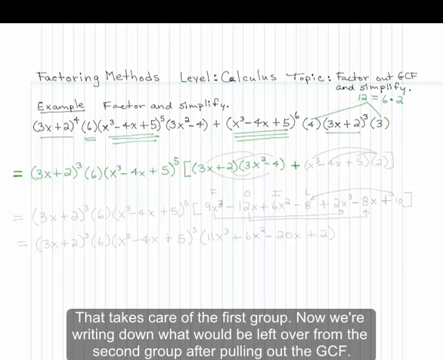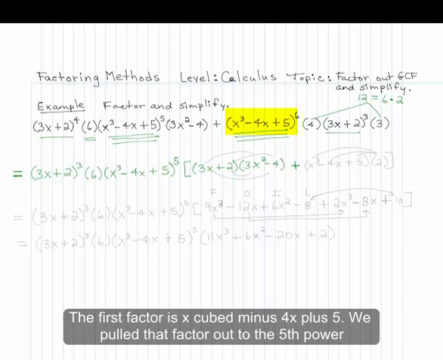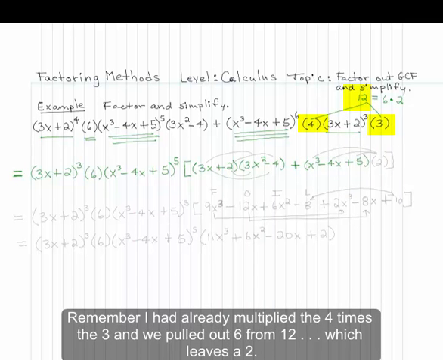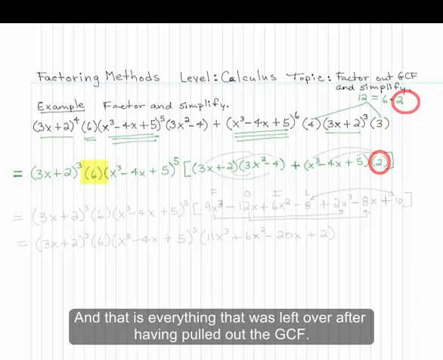And so now we're writing down what would be left over from the second group after pulling out the GCF. Okay, the first factor is x cubed minus 4x plus 5, and we pulled that factor out to the fifth power, but the second group has it to the sixth power. So we have one factor of x cubed minus 4x plus 5 left. And remember, I had already multiplied the 4 times the 3, and we pulled out 6 from 12, which leaves a 2. And that is everything that was left over after having pulled out the GCF.